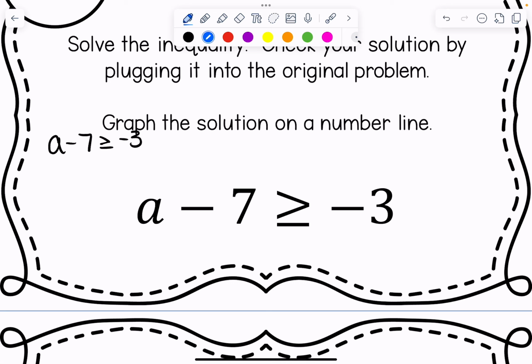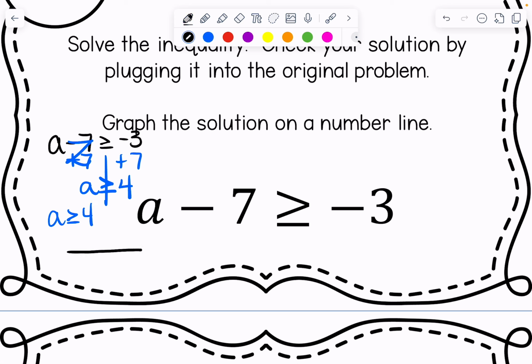What's happening to my variable? Right now I'm subtracting 7. I want to undo that, so we're going to add 7 to both sides. Over here, my negative 7 and positive 7 zero out, leaving me with a. On the right-hand side, negative 3 plus 7 would give me 4. And then I can bring down that inequality symbol, so I get a is greater than or equal to 4.